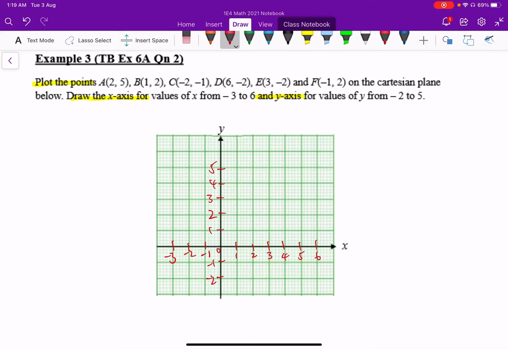Okay, so I'm going to stop here. Your job is to fill it up with the coordinates. The coordinates are as follows. Here, this is A, this is B, this is C, this is D, this is E, and this is F.